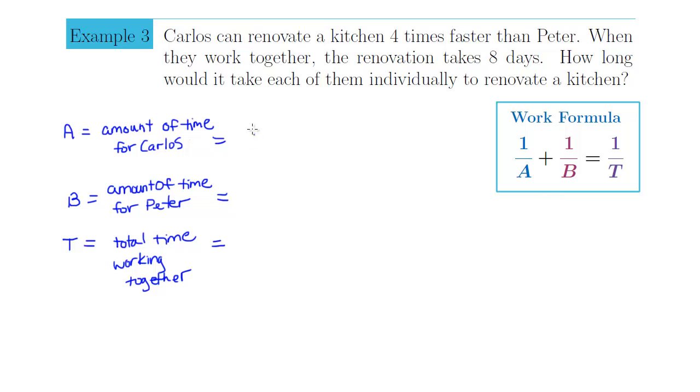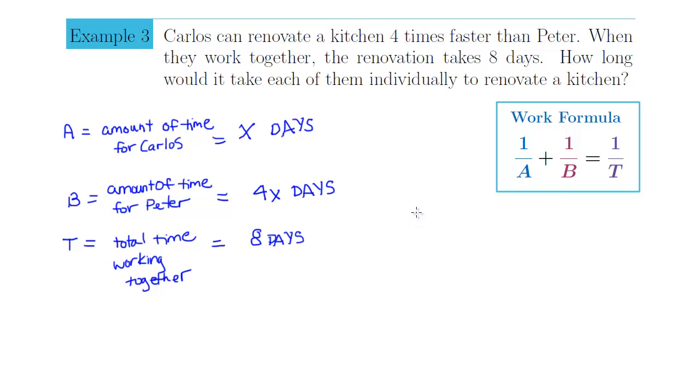Since we don't know the actual amount of time, we're going to let x represent the number of days that it takes Carlos to renovate the kitchen. And Peter, who works 4 times slower, will take 4 times x days to renovate the kitchen. Does that make sense? And the total time they work together, well, that's given to us. When they work together, the renovation takes 8 days. So together, they take 8 days to renovate the kitchen. We now take these 3 expressions and plug them into our work formula.